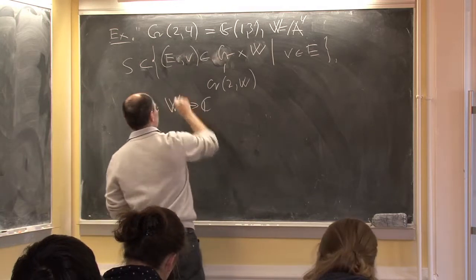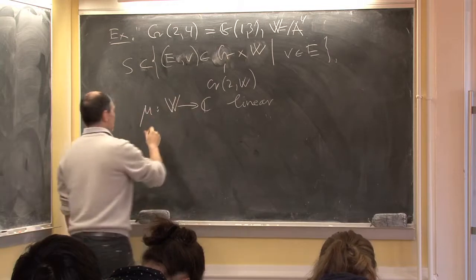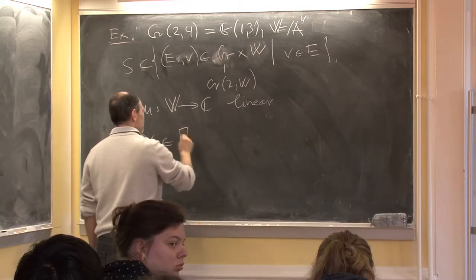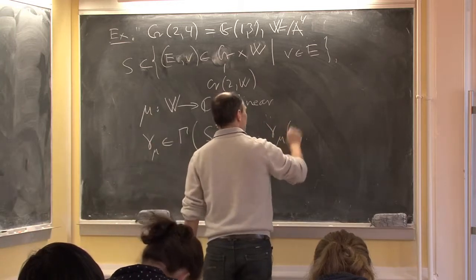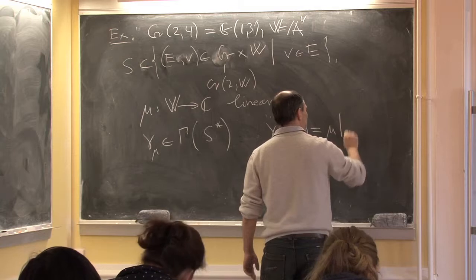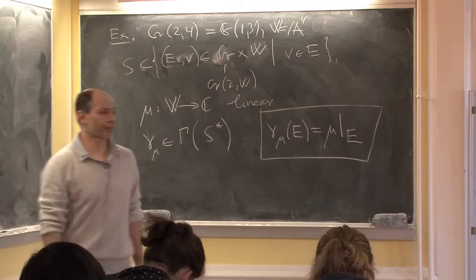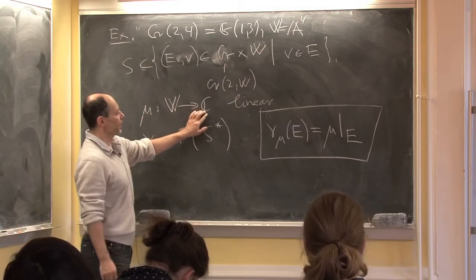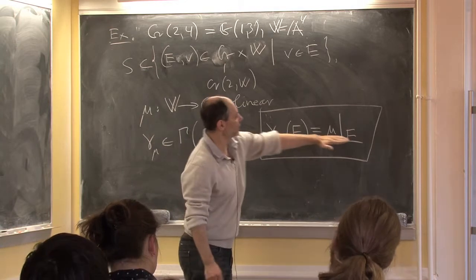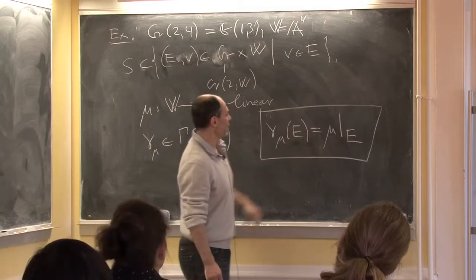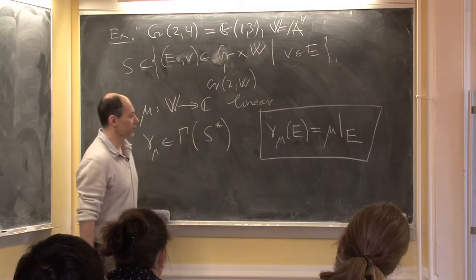This is a linear map. Then you can construct a gamma mu, which will be a section, in the space of sections of S star, where gamma mu of E is just mu restricted to E. Remember this construction: if you have a global linear function on a space, for each two-dimensional plane you can just restrict that linear function to that plane, and that will give you an element in the dual of that space.